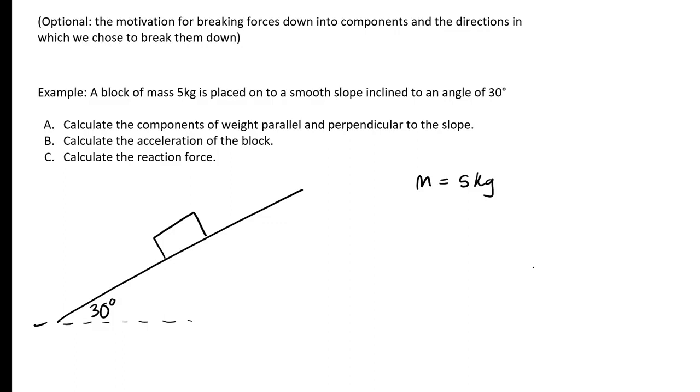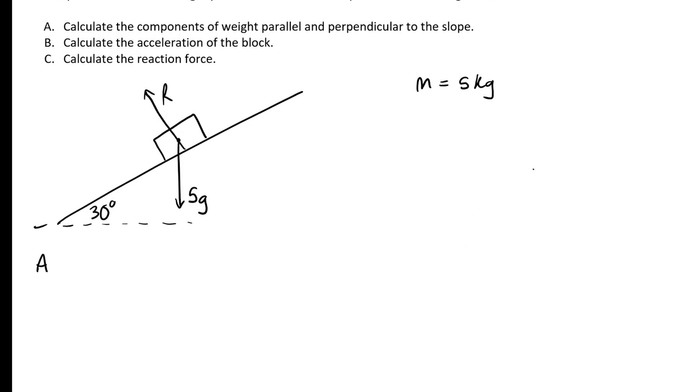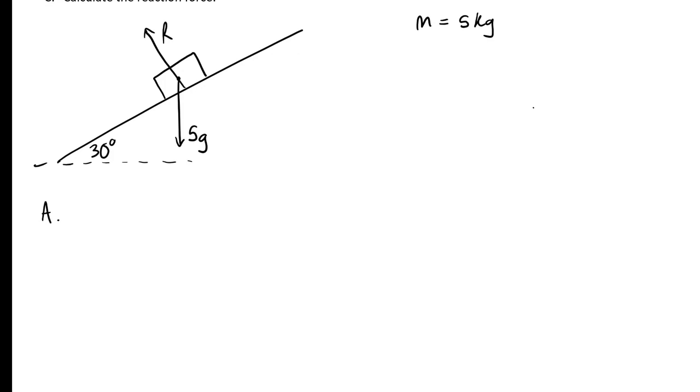We should consider the forces that act on this. So we've got the reaction force. If something sits on a surface, there must be a reaction force. And then we have the weight, which in this case will be 5g. Part A, calculate the components of weight parallel and perpendicular to the slope. So we'll deal with these parts one at a time. To do this, we need to redraw the picture.